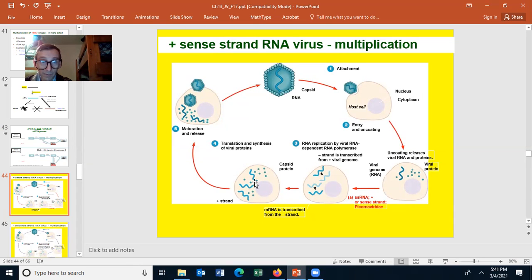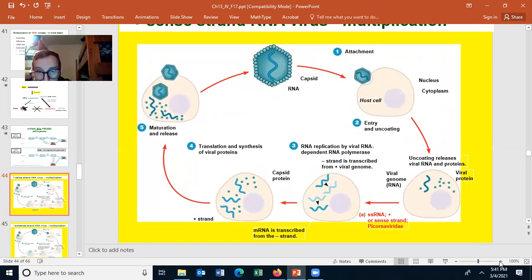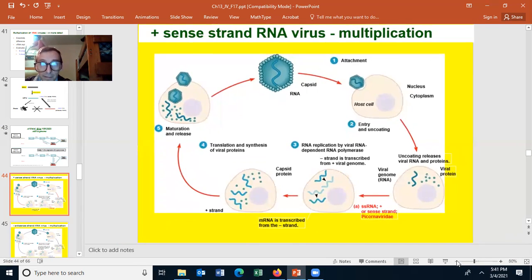And then the genome of the virus will get together with the viral proteins right here, forming the new virions. And then the cell will release the viruses either in the lytic life cycle or by the budding life cycle. Any question about any of that? You don't need to know about the families.